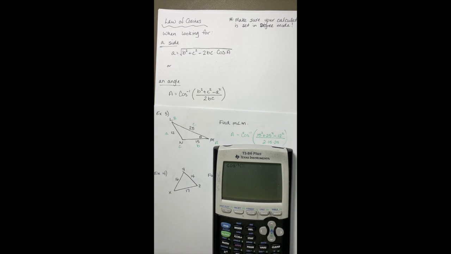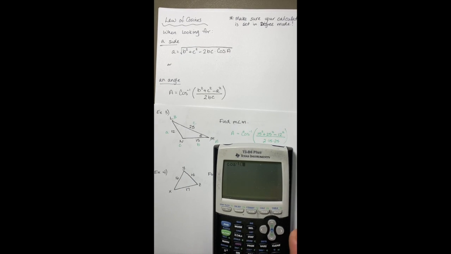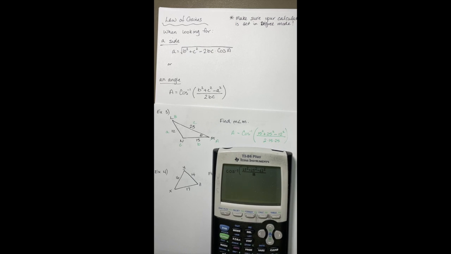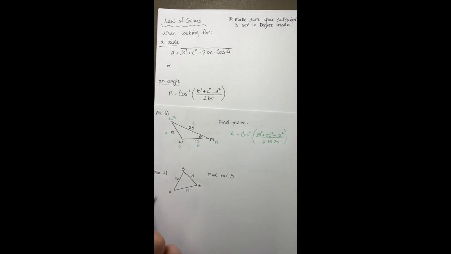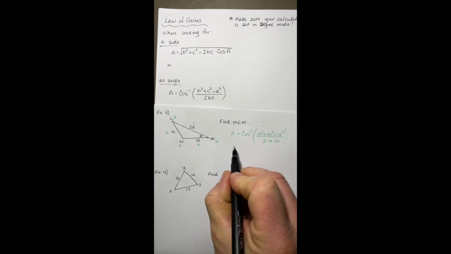Cosine inverse is second cosine. And then I'm going to just go ahead and put a fraction in there just because it makes it easier for me. And there's my angle, 19.7. So that's what that angle would equal.